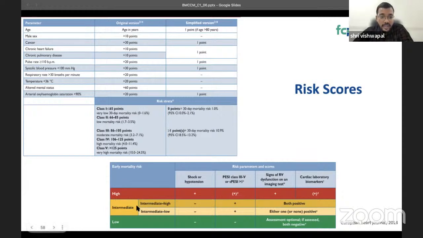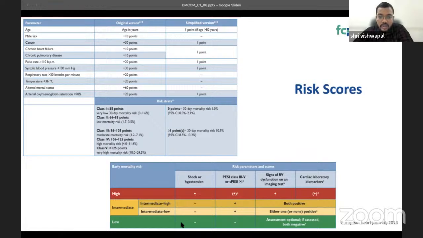And the next one is intermediate. Intermediate is classified into intermediate high and intermediate low, where shock is not present. Shock is not present, but the patient falls under PESI class 3 to 5 with signs of RV dysfunction, and laboratory markers positive, or either one of those things is positive. We'll segregate them as high and low risk.